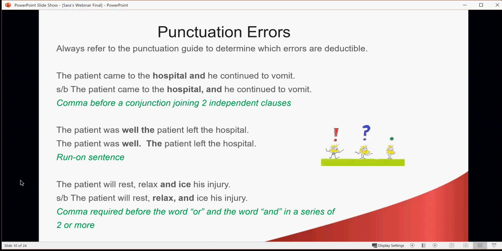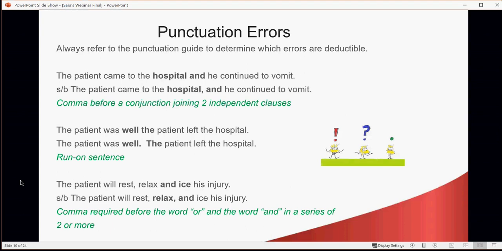"The patient was well. The patient left the hospital." "The patient was well," period. "The patient left the hospital." Those are 2 independent clauses, 2 complete sentences, not joined by a conjunction. So they have to stand alone with a period or a semicolon between them.